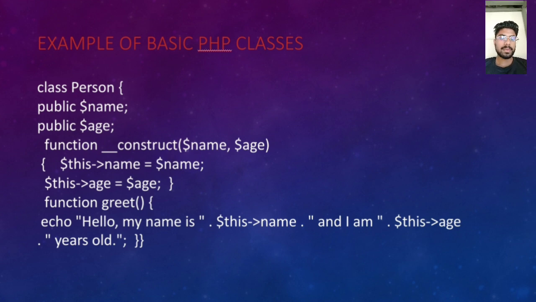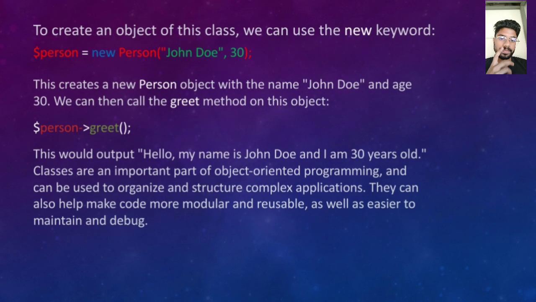In the previous example, we defined a class called Person with two public properties, name and age, and two methods, construct and greet. The construct method is a special method that gets called when an object of the class is created, and it sets the name and age properties of the object. The greet method simply outputs a greeting with the person's name and age.